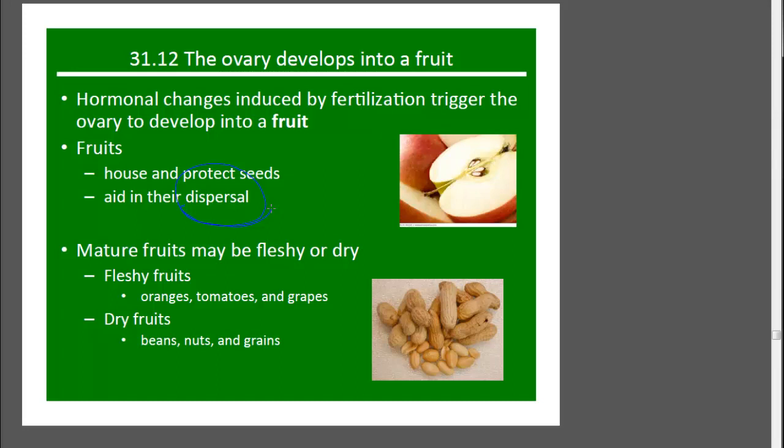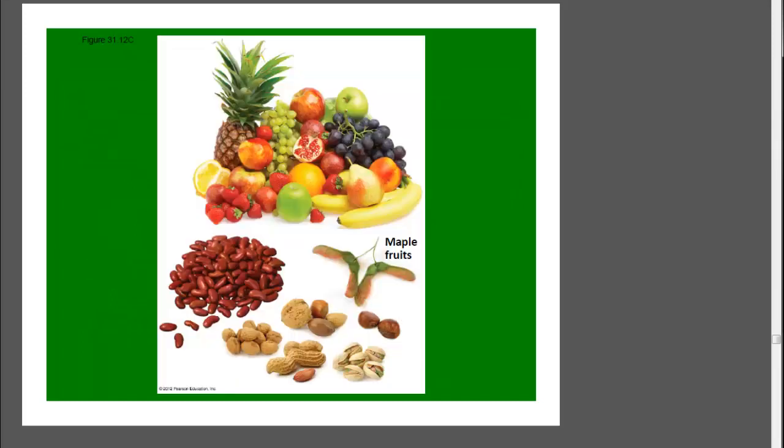Now, why is this good? The excrement from the animal actually provides a very high level of nitrogen and phosphorus for the seeds as they germinate. We can also see other types of seeds here and other types of seeds here. They come in all kinds of shapes and sizes. The fruits come in all kinds of shapes and sizes depending on the type of plant.